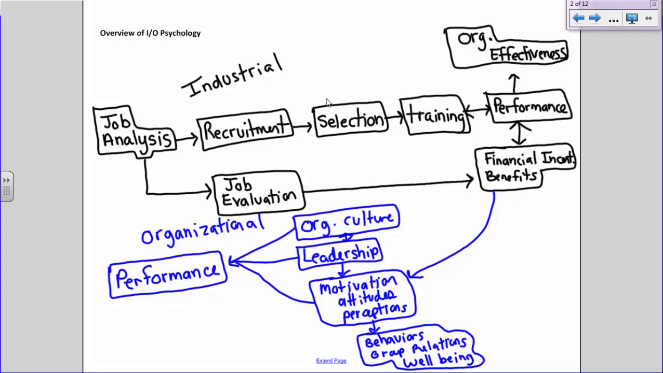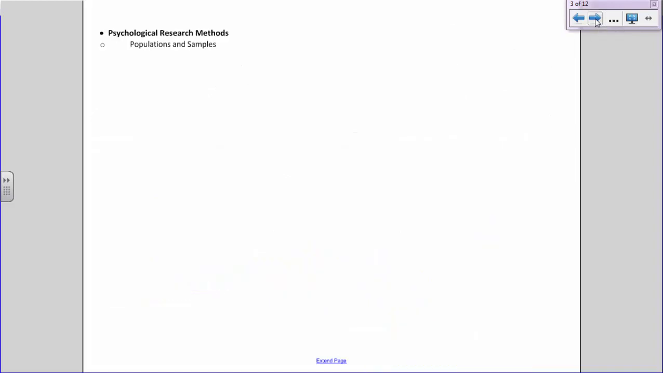IO psychologists are the people that are typically doing such research. HR staff typically work in a narrow area of industrial psychology using tools developed by IO psychologists. So there's very much a relationship between industrial organizational psychology and human resource management, but the IO psychologists are the people doing the research, developing the tools, and assessing the effectiveness of the practices that are enacted by the human resource staff.